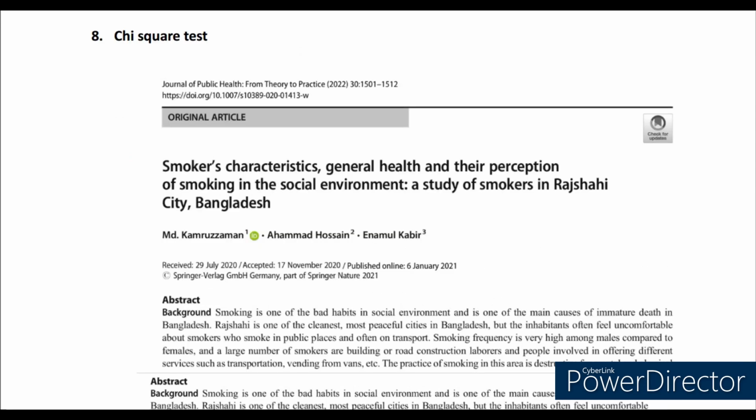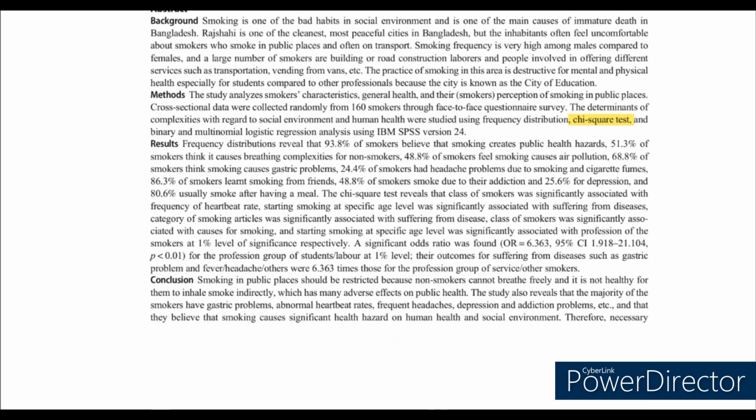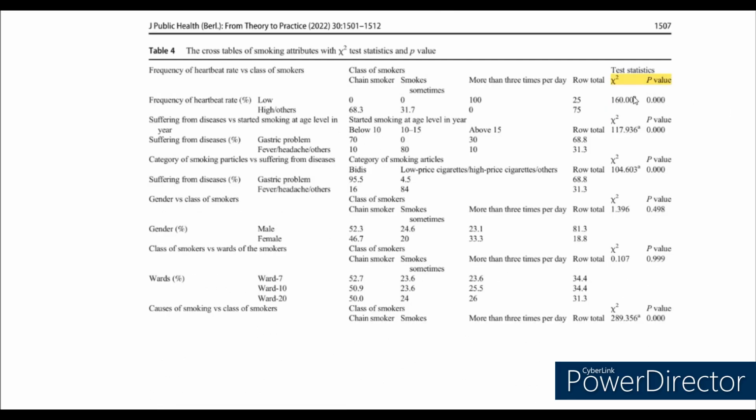Okay, and now coming to the next test, that is chi-square test, and we already know it is done to look for the association between the categorical variables. So the article title is Smokers' Characteristics, General Health and their Perception of Smoking in the Social Environment. If you can look at the methods, it was very clearly mentioned they have used chi-square test, and you can look at the results of the test also. So if you can see, the chi-square value is something 160 and the p-value is 0.000, which is less than 0.05, and we can say it's statistically significant.